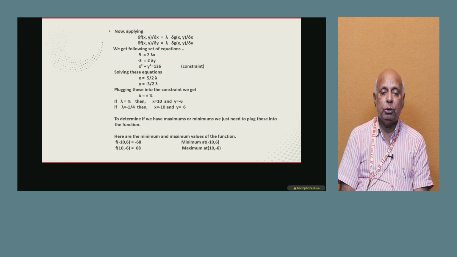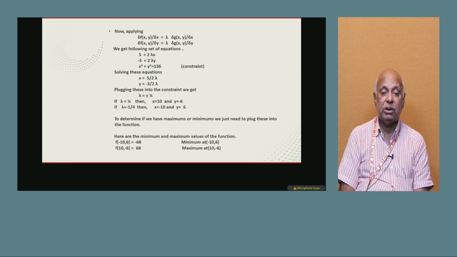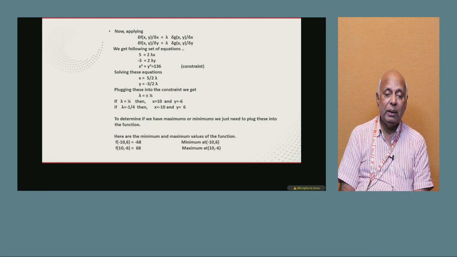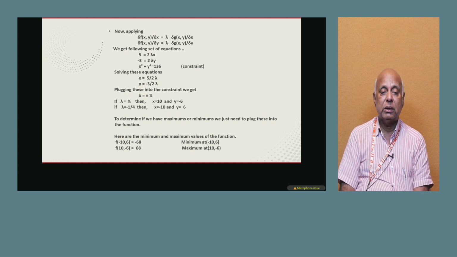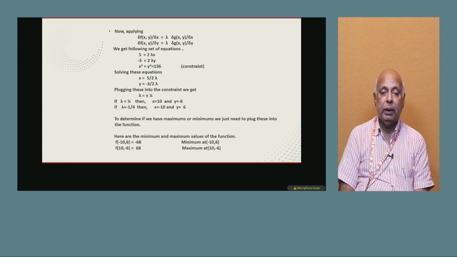So using these values in the original function, f at minus 10 and 6 is minus 68. f at 10 and minus 6 is equal to 68. Out of these two, minus 68 is the minimum and 68 is the maximum. So this is how we apply the Lagrangian multiplier and get the maxima and minima. The ultimate solution, whatever is required, we can take it, but the process is this.